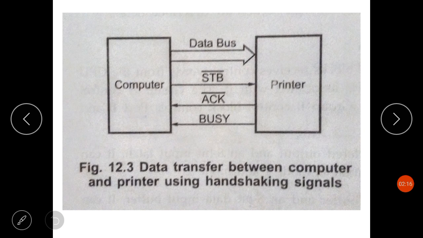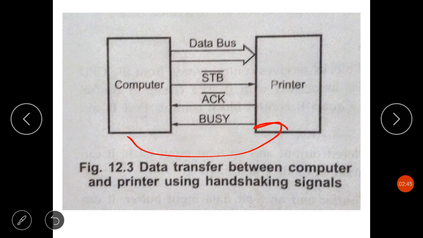For example, a computer can send data to a printer at a large speed, but the printer cannot accept and print data at this rate. So the computer has to send data at the speed with which the printer can accept. This type of data transfer is achieved by using handshaking signals. These handshaking signals are used to tell the computer whether the printer is ready to accept the data or not.